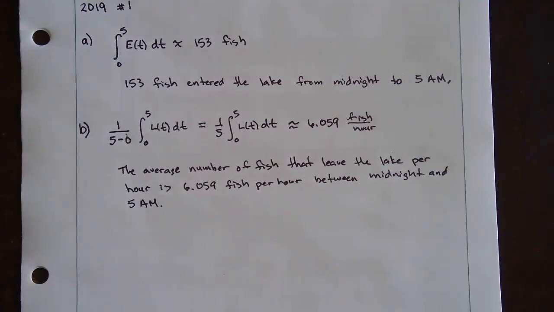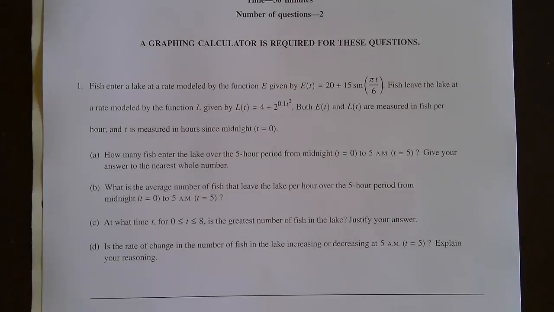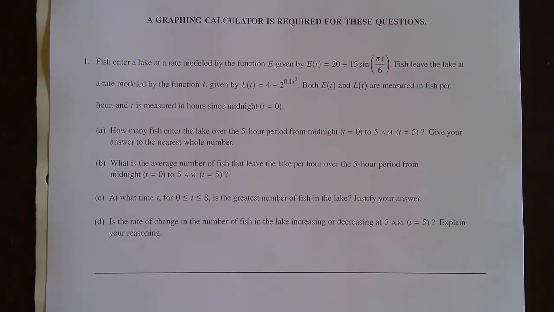Okay, and that's the answer to part B. Okay, so now moving on to part C. At what time t, for 0 less than or equal to t less than or equal to 8, is the greatest number of fish in the lake? Justify your answer. So now we're talking about the overall number of fish in the lake, right?